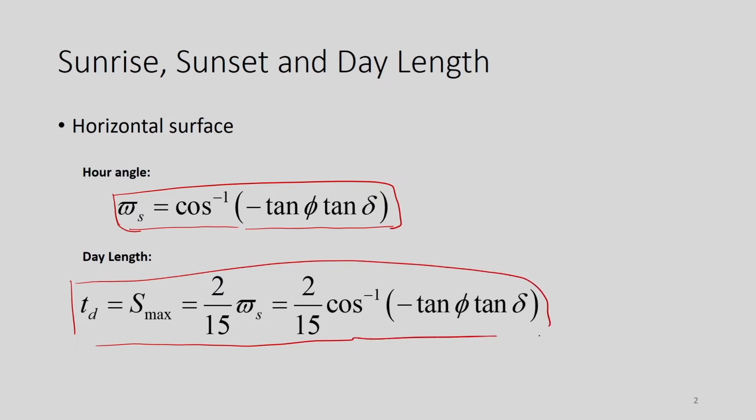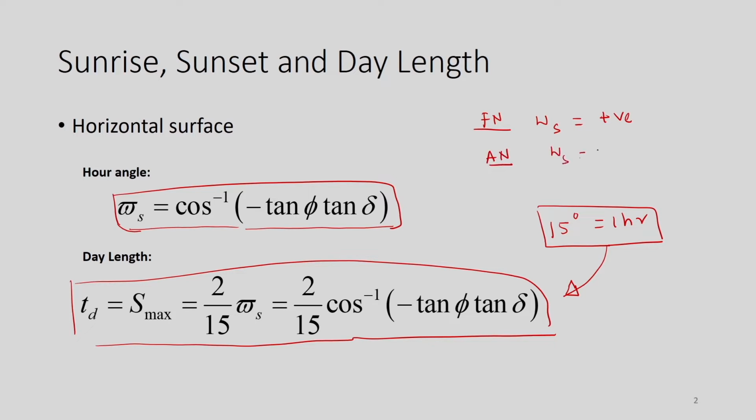Since 15 degrees is 1 hour, we apply this knowledge to find the day length. For the forenoon this omega s will be positive, and for the afternoon this omega s will be negative. So, these conventions will be used for the calculations of omega s.